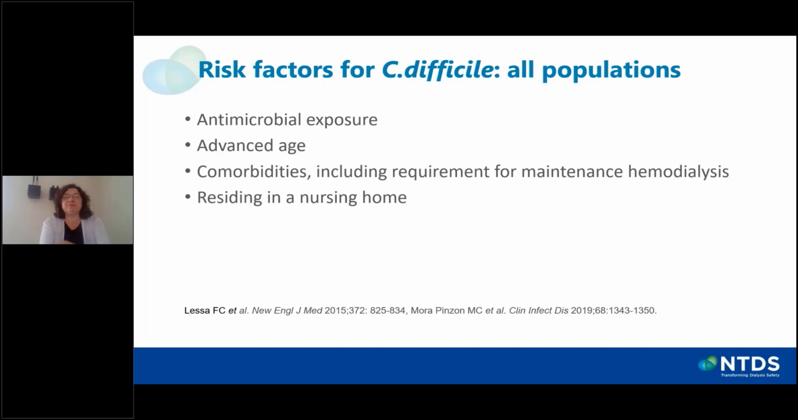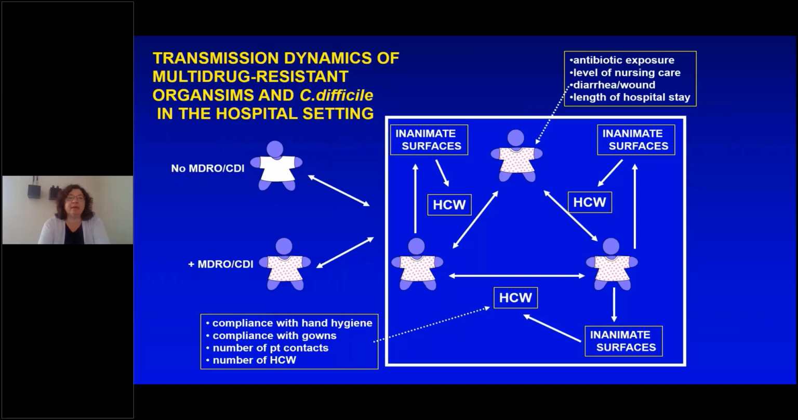What are the risk factors for C. diff? And this is in the general population. Antimicrobial exposure is the main risk factor. Advanced age, as well as comorbidities, including requirement for maintenance hemodialysis. And lastly, residing in a nursing home setting.